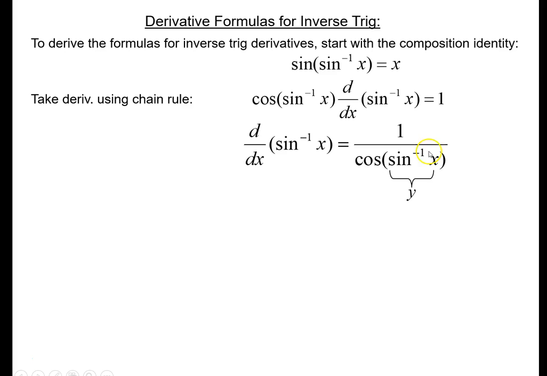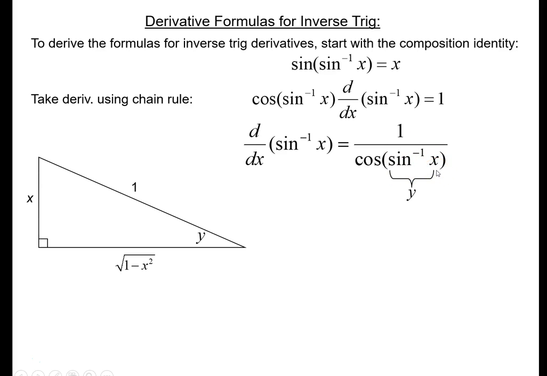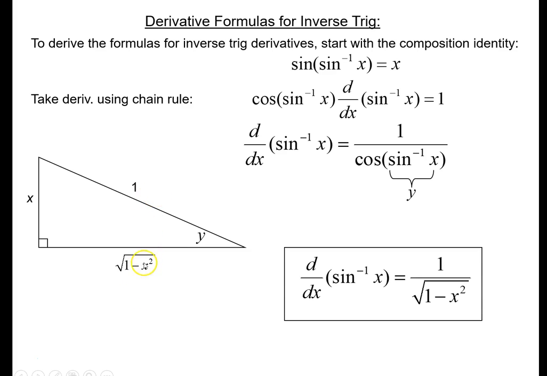So this is the angle whose sine value is equal to x over 1. I'm calling it angle y just to give me something to call the angle. So if this is angle y, the opposite is x, the hypotenuse is 1, the adjacent side is this radical. So the cosine of angle y would be the adjacent over the hypotenuse, which would be the square root of 1 minus x squared over 1. That becomes your denominator. So my expression is 1 divided by the square root of 1 minus x squared.